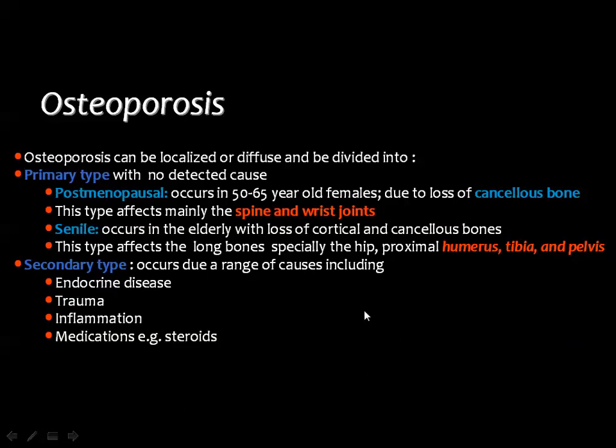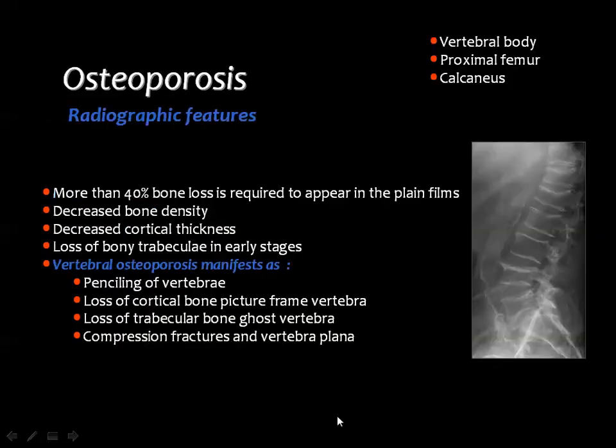The secondary type of osteoporosis is due to an abnormality in the metabolism, like in endocrinal diseases, in cases of inflammation. Some cases may follow trauma, and the medication by certain drugs or the corticosteroids, which are known to induce osteoporosis. Then, what are the manifestations of osteoporosis in the skeleton?